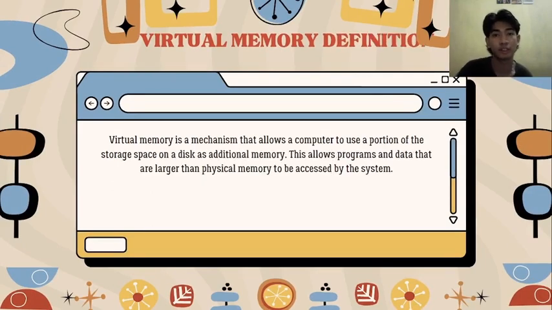And virtual memory definition. Virtual memory is a mechanism that allows a computer to use a portion of the storage space as additional memory. This allows programs and data that are larger than physical memory to be accessed by the system.